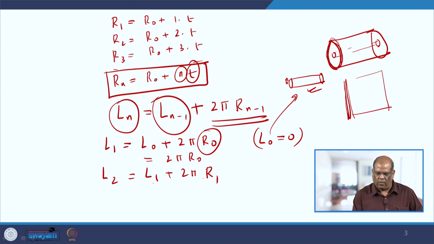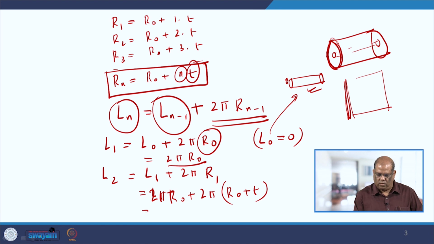Similarly, L2 is L1 plus 2 pi R1. This can be written as L1, which is 2 pi R0, plus 2 pi R1. So this is 2 pi R0 plus 2 pi R1. R1 from here is R0 plus t. So you get 4 pi R0 plus 2 pi into t. That is your L2.